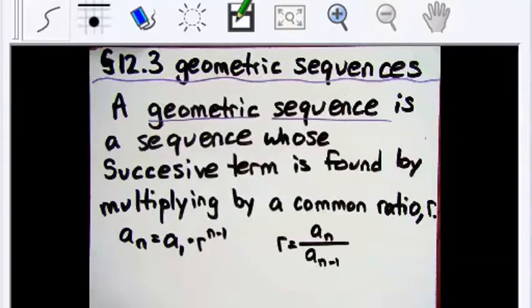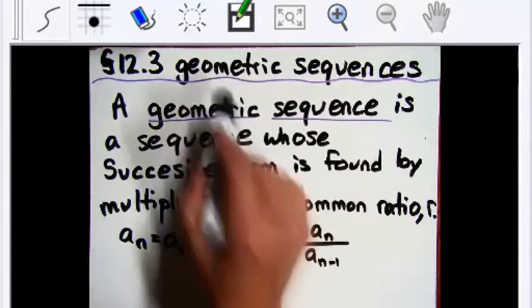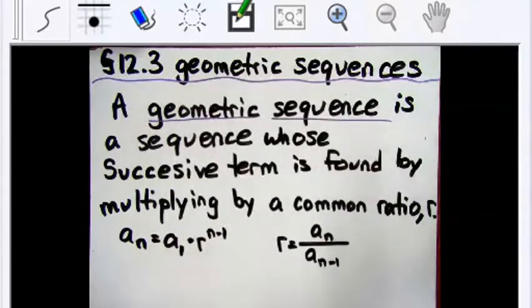Hello, everybody. This is going to be a little lesson on geometric sequences. In our last video, we did the arithmetic sequences.